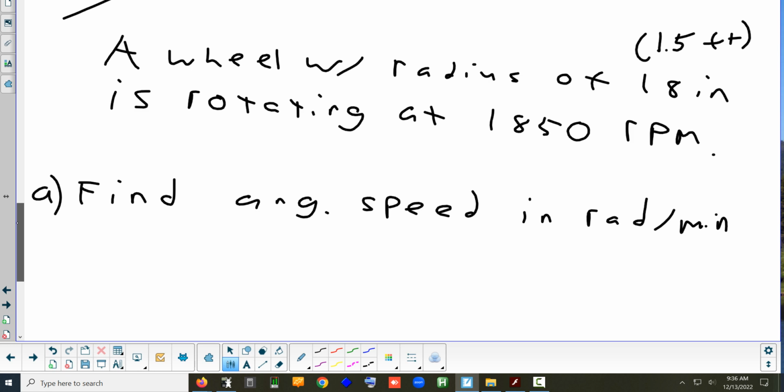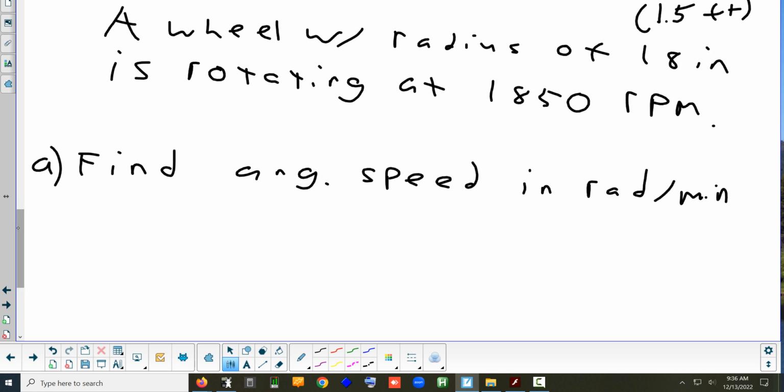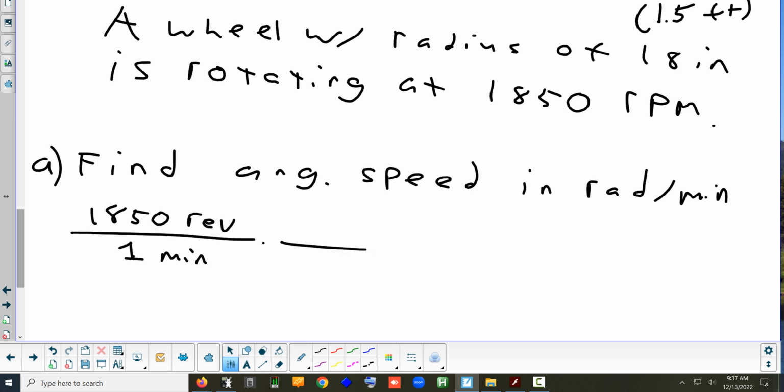All right, so find the speed in radians per minute. What's the speed they give me right now? Is it the 1850? 1850, that is a speed. What kind of speed is it? Revolutions per minute, and that's angular. Angular speed, spinning in a circle. So that's 1,850 revolutions in a minute.